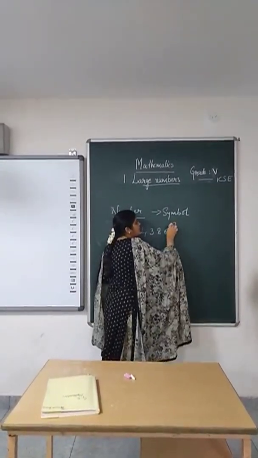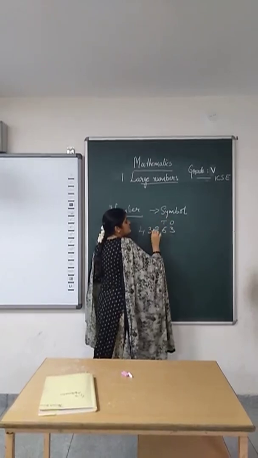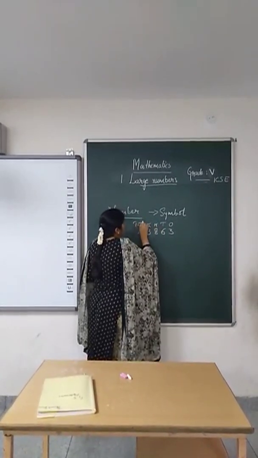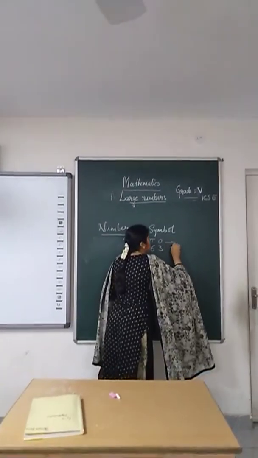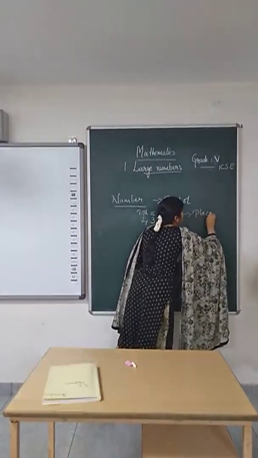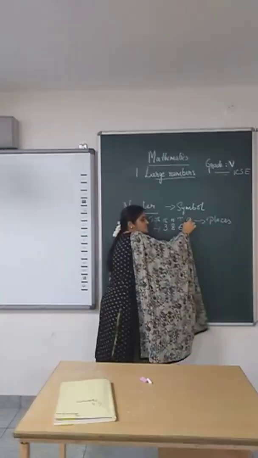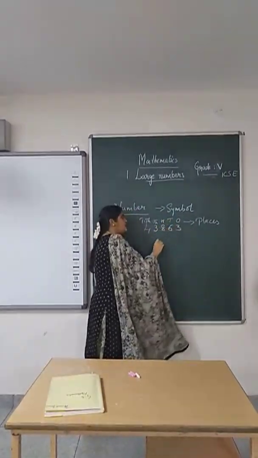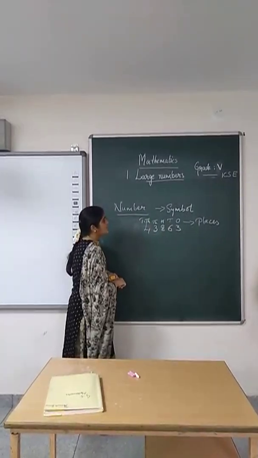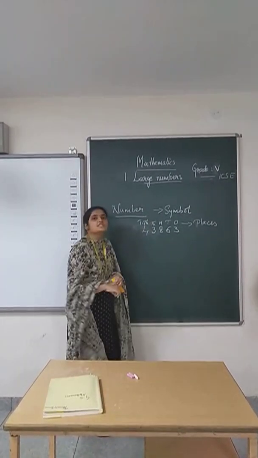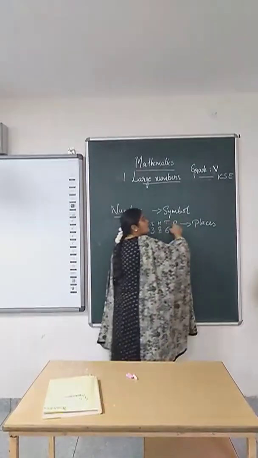Supposing, see, ones, tens, hundreds, thousands, 10,000s. These are all called the places. These are the places. That means 3 is in ones place, 6 is in tens place, 8 is in hundreds place. Again 3 is in thousands place and 4 is in 10,000s place. So these are all the places.